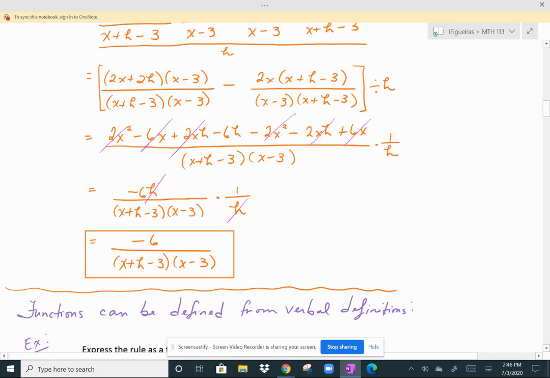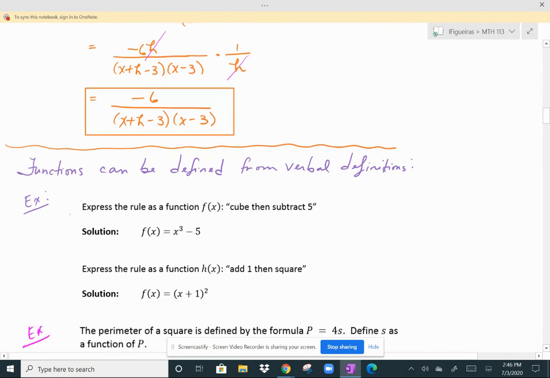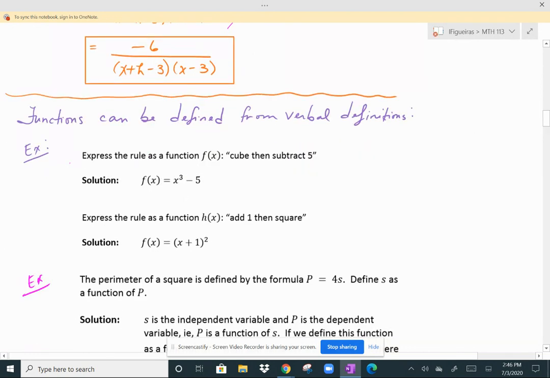All right, so that requires some practice on how to use difference quotient. So here's a little bit more about functions. We're going to look at this from a different perspective. Functions can be defined from verbal expressions. So suppose I want to express the rule as a function.